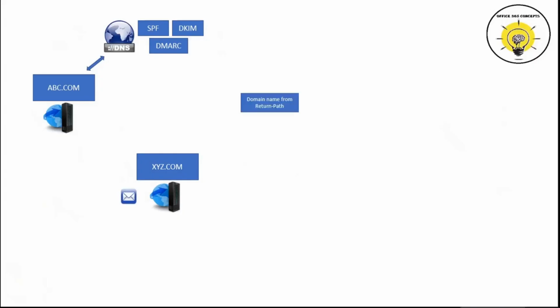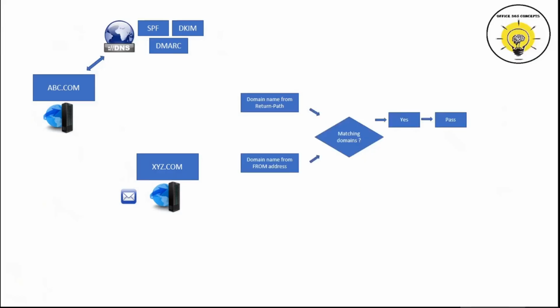The recipient server will first extract the domain name from the return path, and then extract the domain name from the from address and match both domain names. This is called SPF alignment. If both domain names match, SPF will pass. If the domain names do not match, SPF will fail. And if SPF alignment fails, the recipient server will now check DKIM validation.